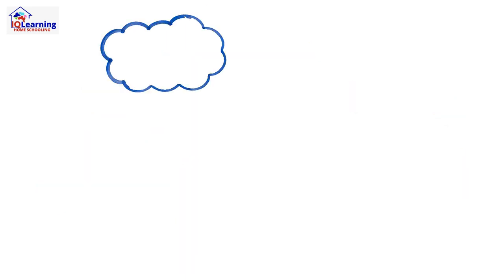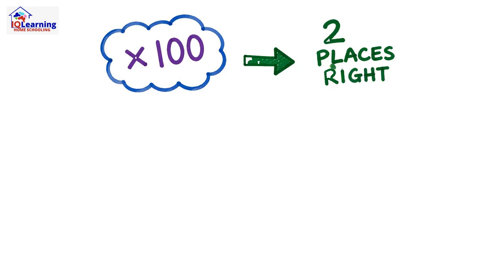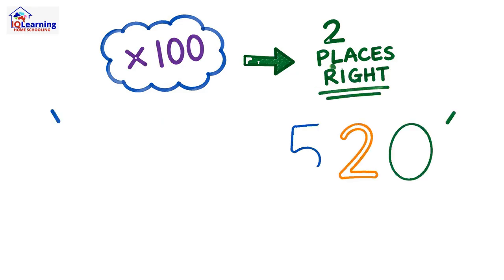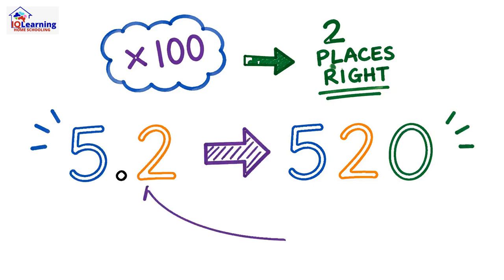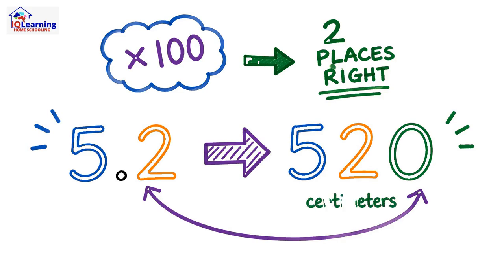Let's put it in motion. To turn 5.2 meters into centimeters, we're going down the ladder, so we multiply by 100. That just means sliding the decimal point 2 spots to the right. 5.2 becomes 520. That's 520 centimeters.